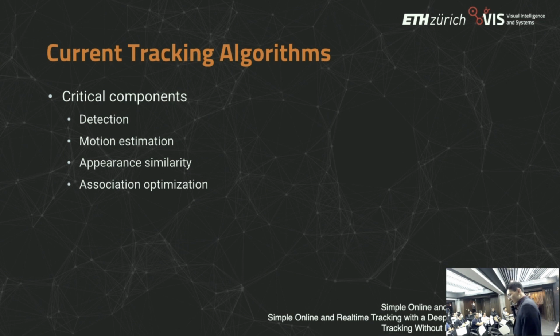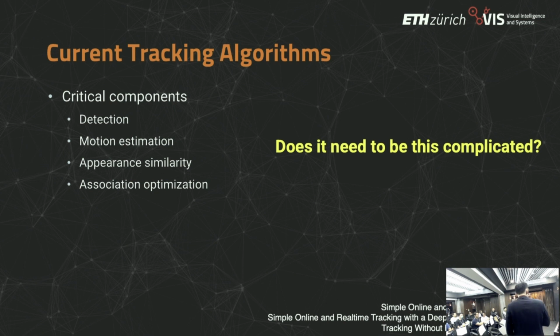So many state-of-the-art methods are still using those components. The one question I want to ask is, does this need to be this complicated? The reason for this question is that when we have many components, especially motion estimation and association optimization, it prevents us from moving past designing manual features. Like in the classical sense, we are designing our filters to extract features from the image. And here in tracking, we are manually designing our motion model and manually designing the association optimization.